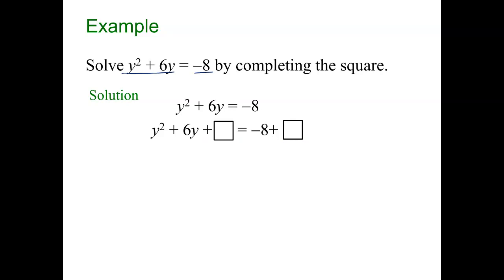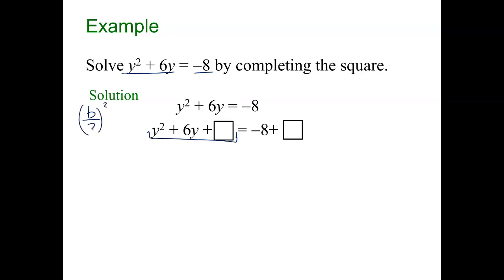The reason we add to both sides is because it's an equation. Whatever I add to one side, I have to add to the other. Otherwise, it doesn't stay equivalent. So we have to be fair and add the same thing to both sides of the equation. Our goal is to turn this into a perfect square trinomial. B over 2 squared is our formula.